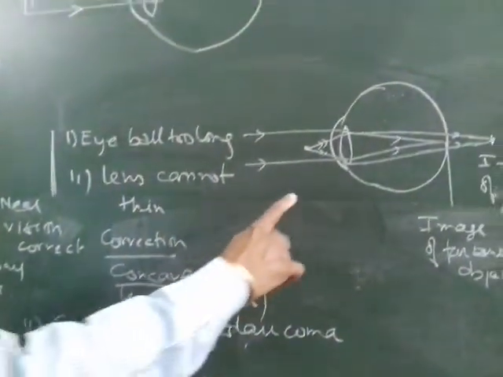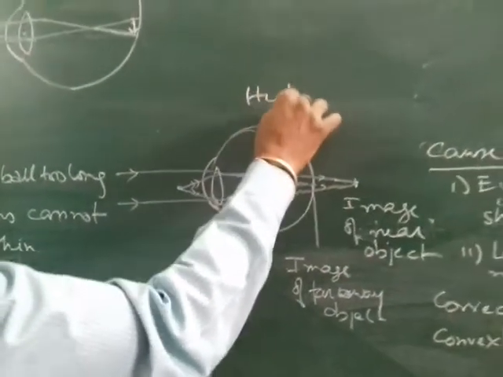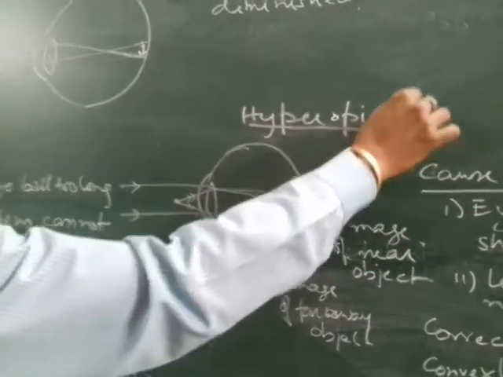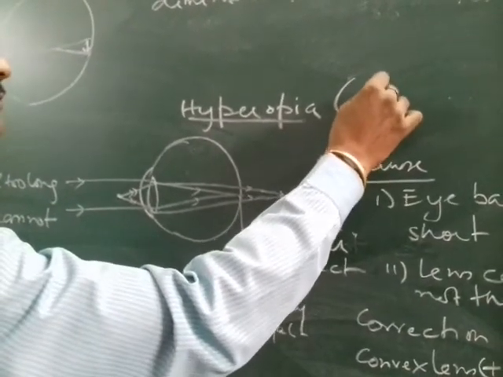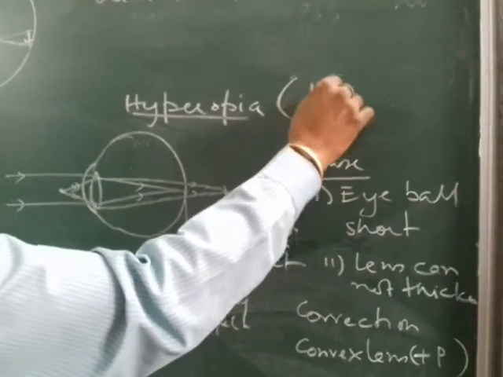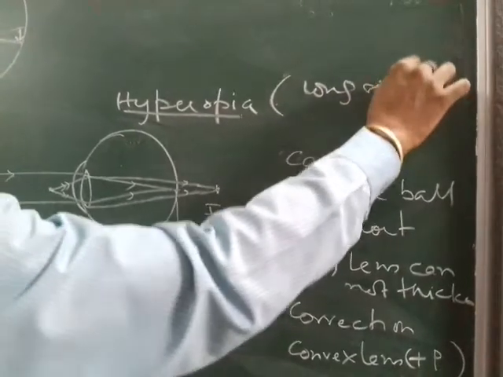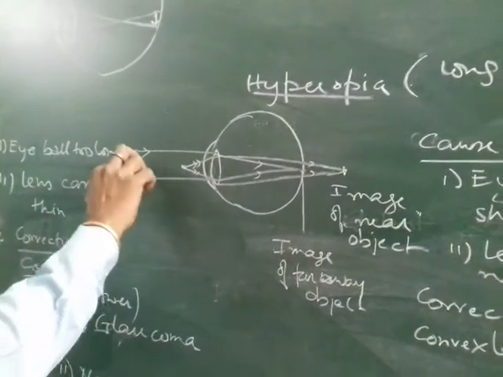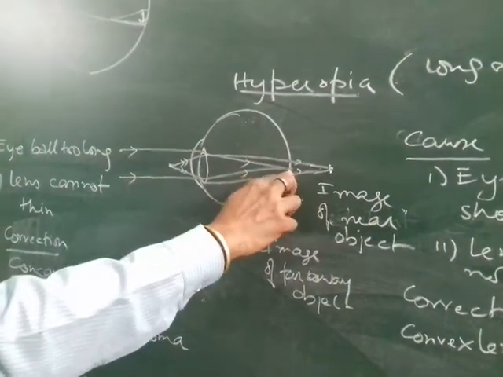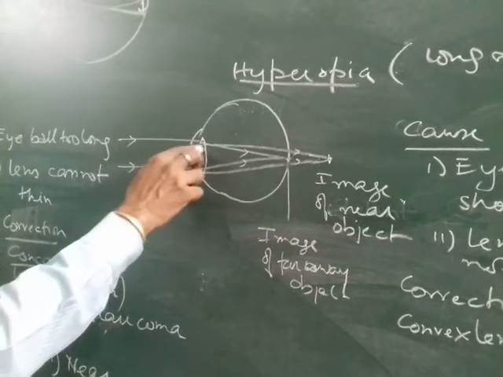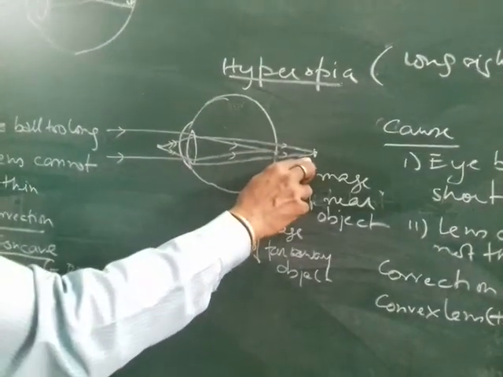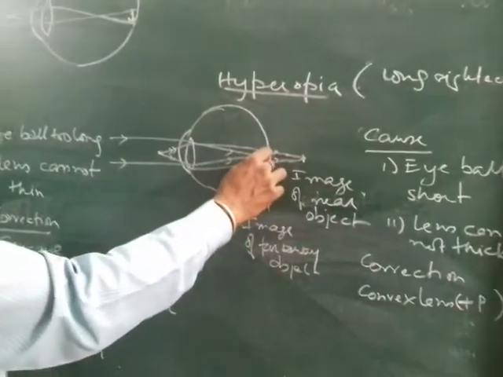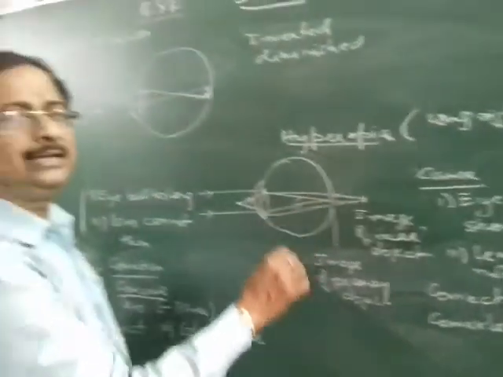The second is called hyperopia, or also known as hypermetropia. This is long-sightedness. What is the meaning? They can see far objects. Suppose from infinity the object is focused correctly on the retina, but something at the near point is focused beyond the retina. If it is focused beyond the retina, you do not get a distinct image. That is what is happening in the case of old people.